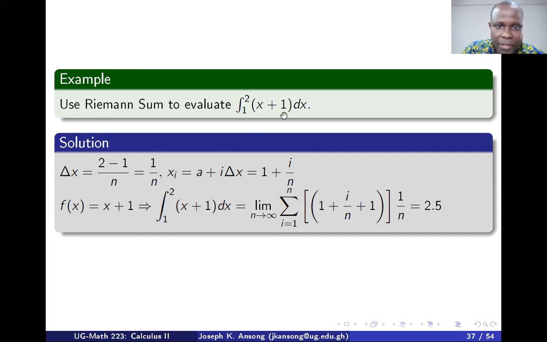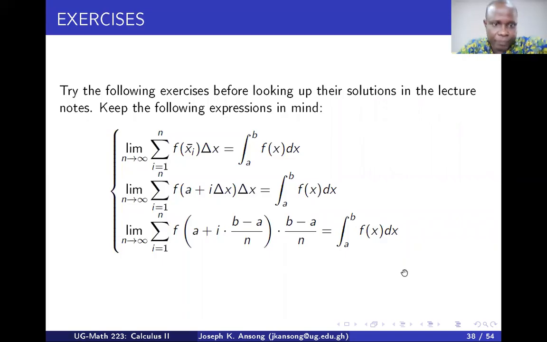So our f of x from the integral is x plus 1, which implies that this integral can be defined as the limit as n goes to infinity of the sum of f of x_i, okay? So what I do is that in place of the x, I put x_i, which is this guy, plus the 1, and that is why I have 1 here. This will give you 2 plus i over n. If you compute this, so try it, you should get 2.5. Okay, good. So this is another simple example that you can try on your own.